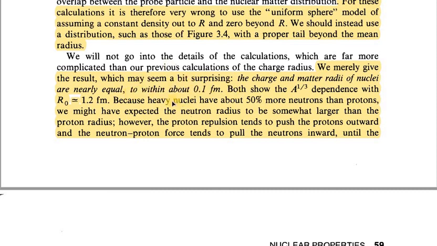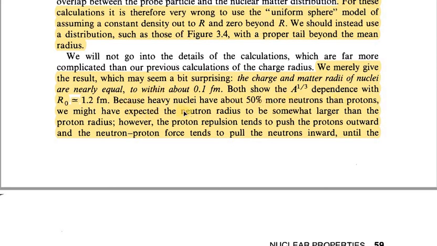Within the nuclear range, both show an A power 1 by 3 dependence with R0 equal to 1.2 femtometer. Therefore, you can conclude that R0 is about 1.2 femtometer. Because heavy nuclei have about 50% more neutrons than protons. This is to balance the Coulomb repulsion. We will see that later.